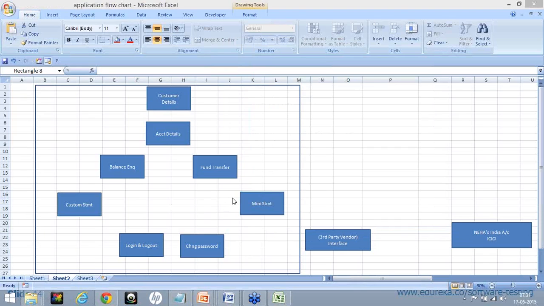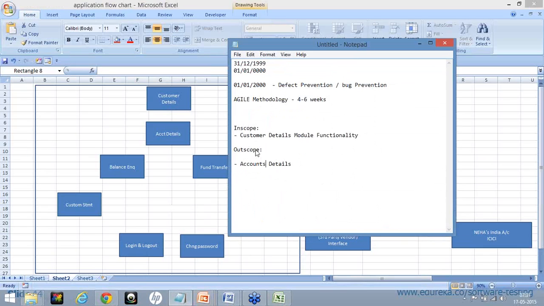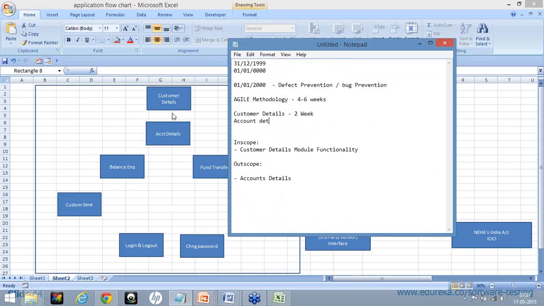Chitapu is asking what in scope and out scope is. See, I just explained. I'm taking the same example: customer detail is a module which I would say would be released in the second week, and account detail will be released in the fourth week. So when I prepare a test plan, as of now the tester has to release the product in the second week.